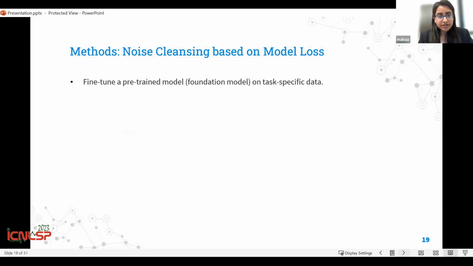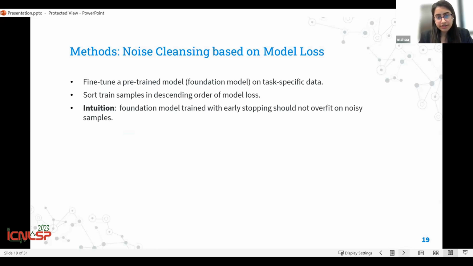The second technique we use is noise cleansing based on model loss. As I previously described, model loss can be used as an error detector. So we basically take a pre-trained language model and fine-tune it on task-specific data. We then sort the training samples in descending order of the model loss. The intuition behind this technique is that a foundation model trained with early stopping should not be overfit on noisy samples. Therefore, it should be able to identify noisy samples from clean samples. High loss samples are usually considered noisy in this case, and low loss samples are usually considered clean.